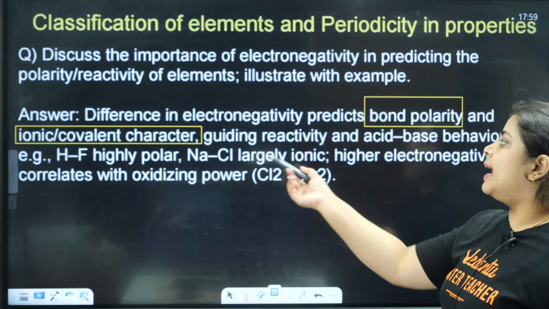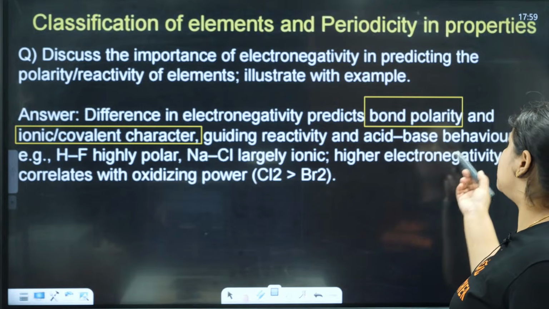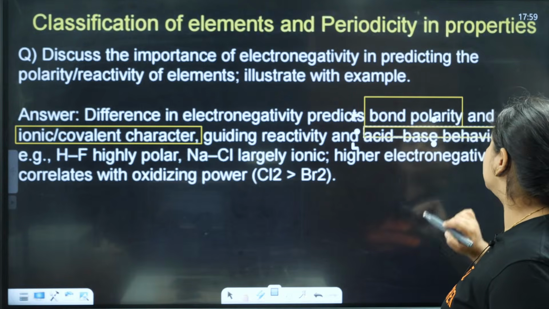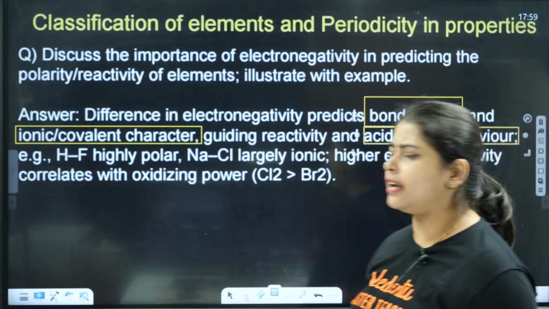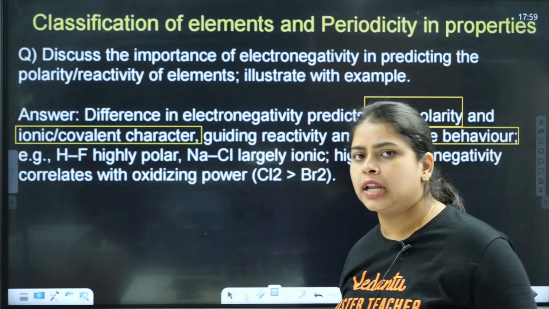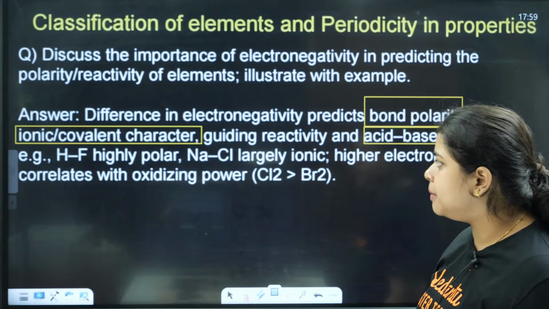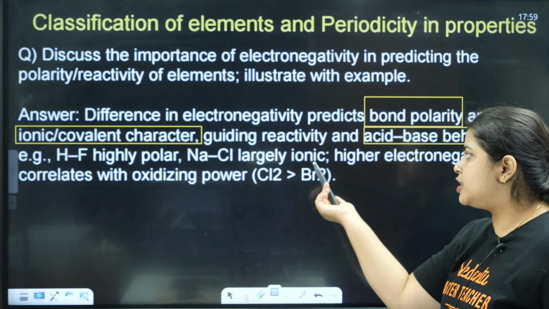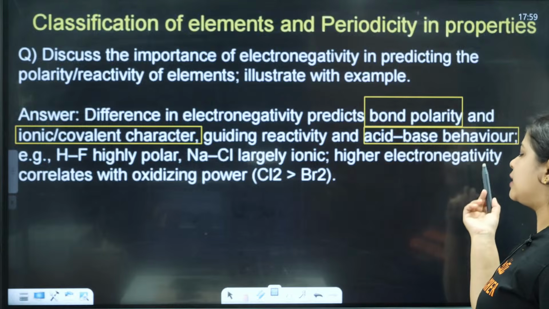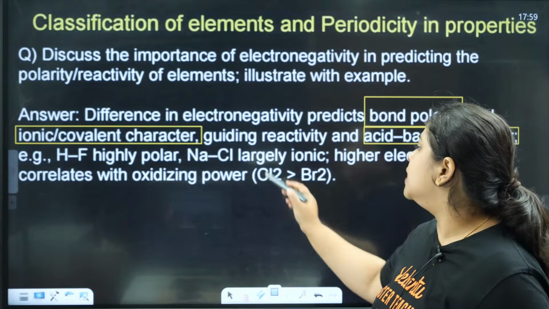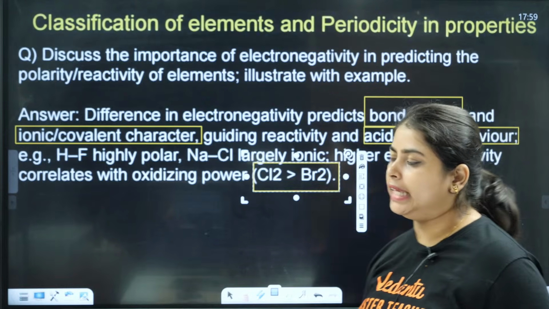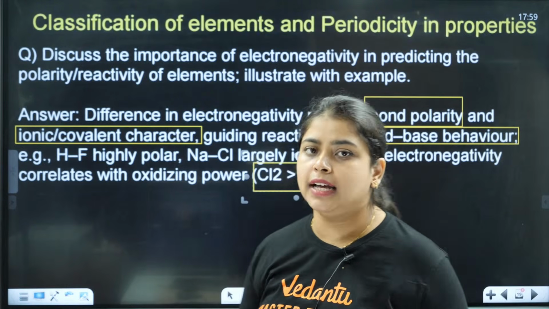Guiding the reactivity and acid base behavior. Clear? For acid base behavior, an example we can take is HF, which is highly polar. HF is going to be what? Highly polar. And NaCl is largely ionic. Higher electronegativity correlates with oxidizing power, that is Cl2 is greater than Br2.